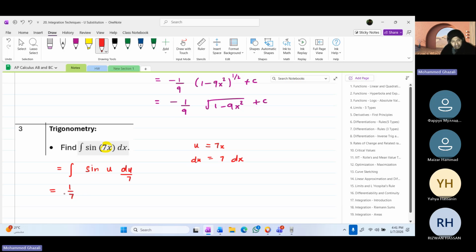Take the 1 over 7 out. Negative cos u plus c. Okay, so we can say negative 1 over 7. Yes, is the one above correct?